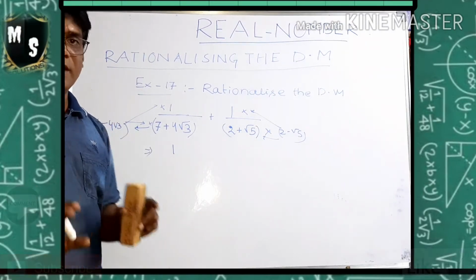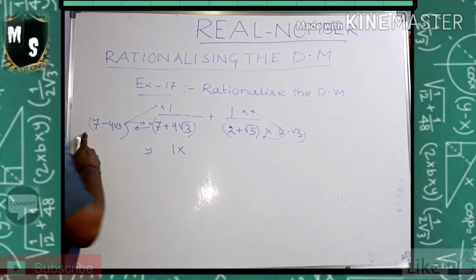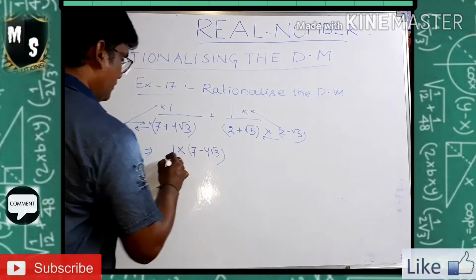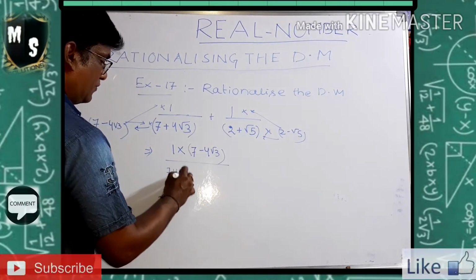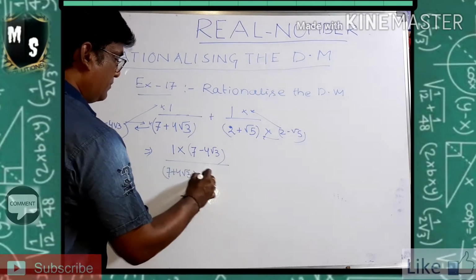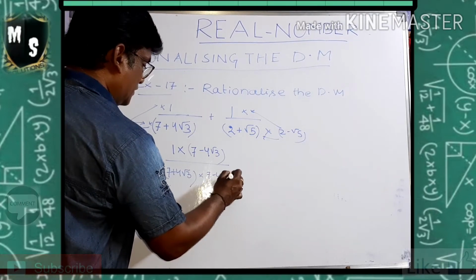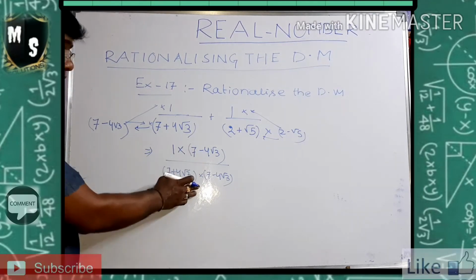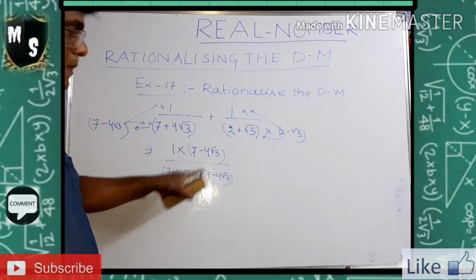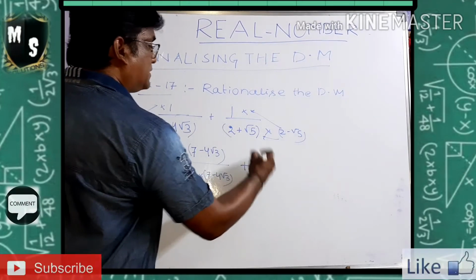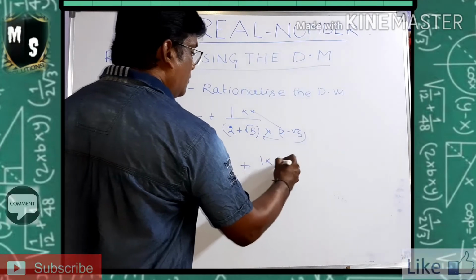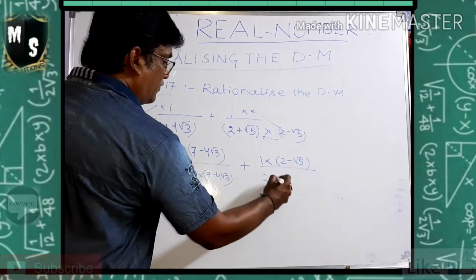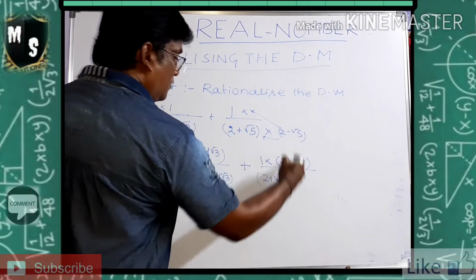Again we are going to add them. Let's rationalize. 1 into 7 minus 4 root 3, divided by 7 plus 4 root 3 into 7 minus 4 root 3. Understood? I multiplied these two up and down. Don't multiply up and leave the down. Multiply up and down at a time. Then the plus sign is there. Plus 1 into 2 minus root 5, divided by 2 plus root 5 into 2 minus root 5.